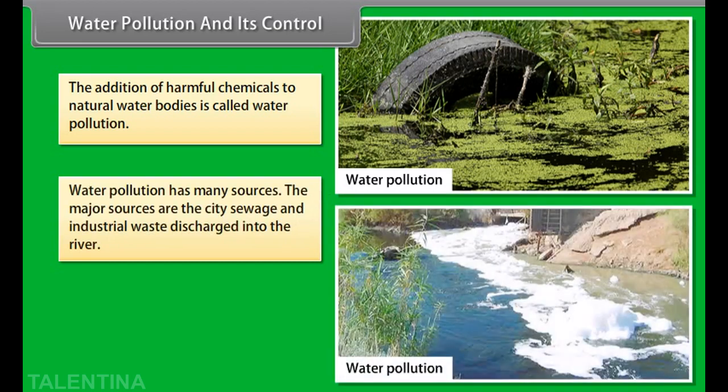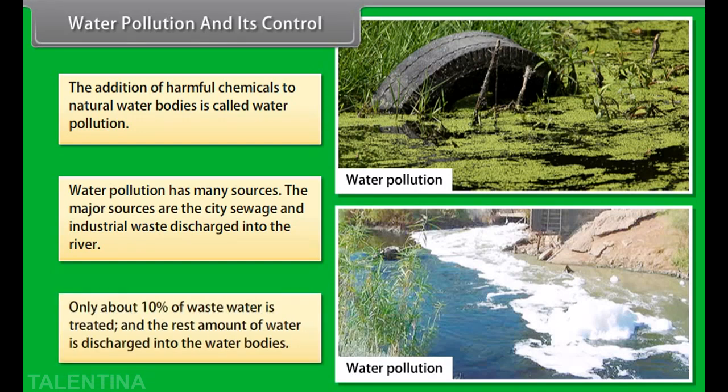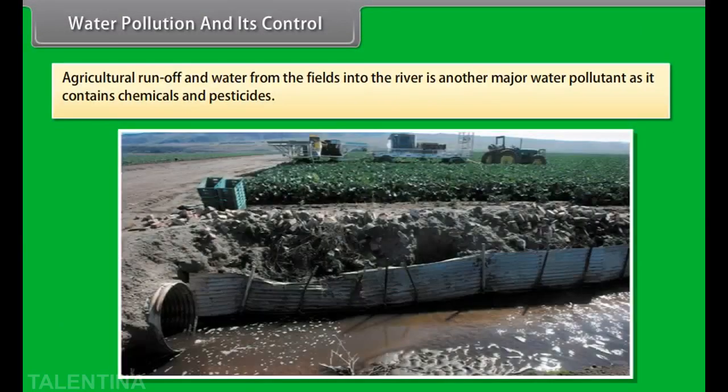Water pollution has many sources. The major sources are the city sewage and industrial waste discharged into the river. Only about 10% of wastewater is treated and the rest is discharged into the water bodies. Agricultural runoff, water from the fields into the river, is another major water pollutant as it contains chemicals and pesticides.